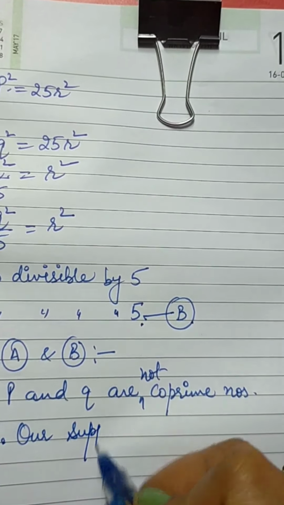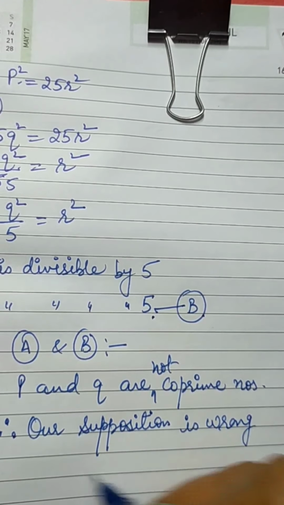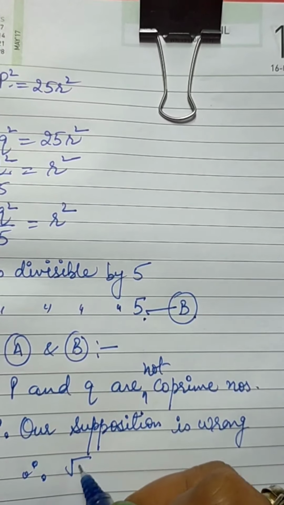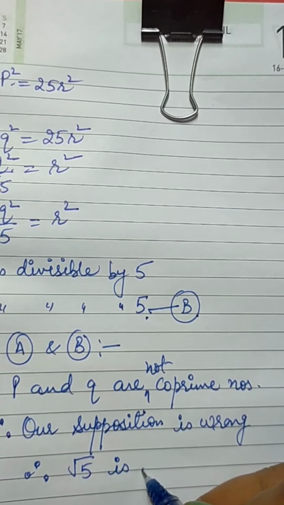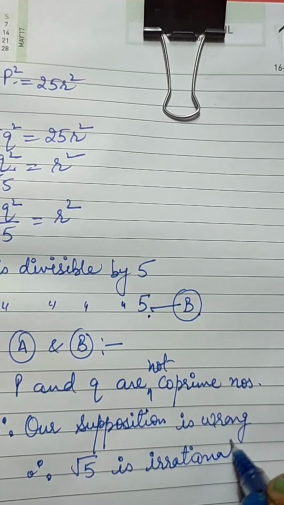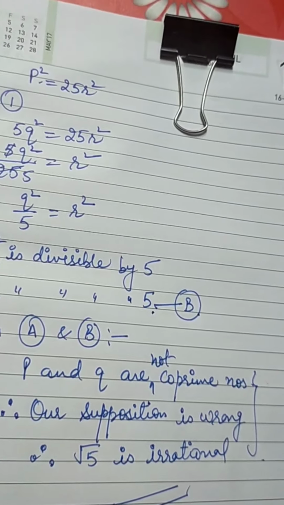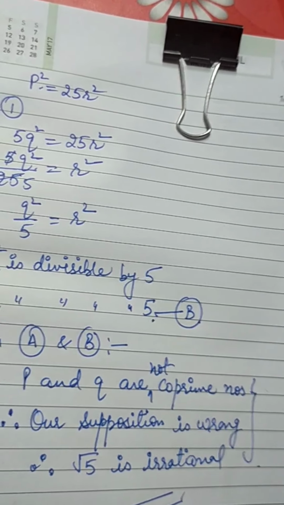Our supposition, that we were assuming this is rational, is wrong. Therefore root 5 is not rational, or it is irrational. We have to mention these reasons, otherwise our answer will be abrupt. We have to write down the conclusion as well.